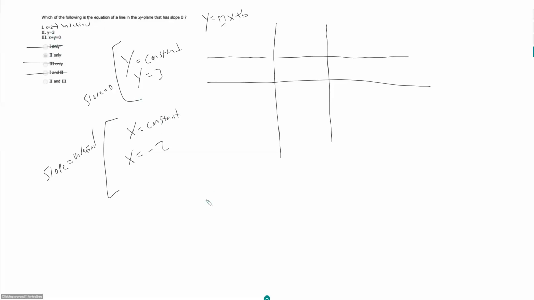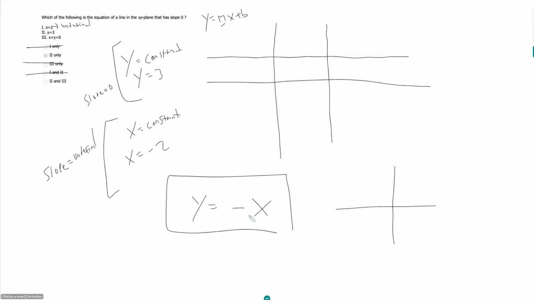Then the last one says x plus y is equal to 0, so that can be expressed as y is equal to -x in the y equals mx plus b form. So this is going to be a line with a y-intercept of 0 and an x-intercept of 0, so it passes through the origin with a slope of -1, so that's going to look like this. So this does have a slope, it's -1.